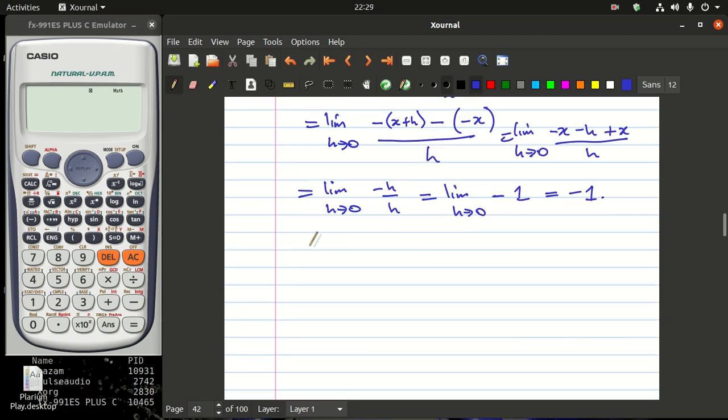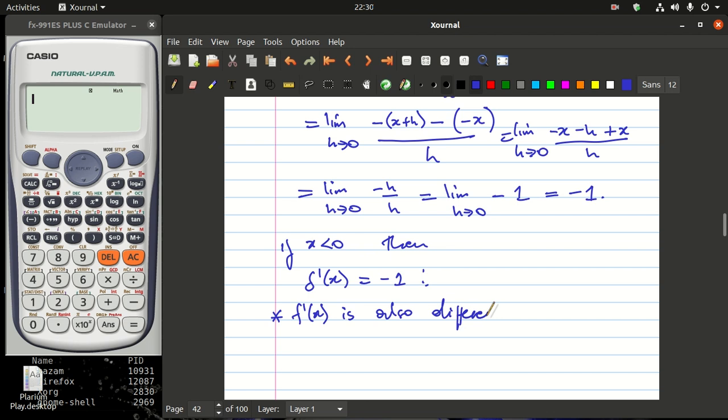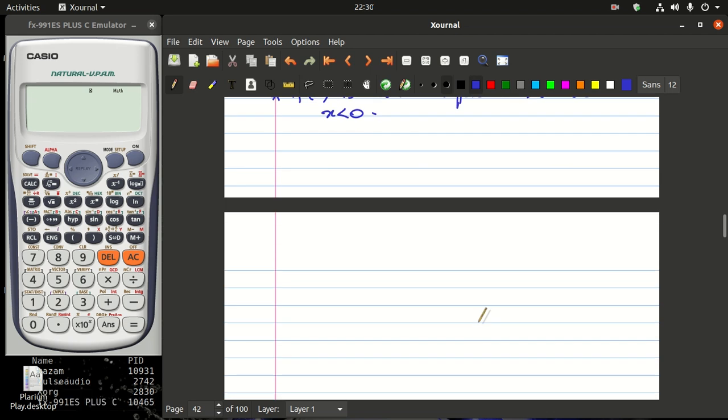So basically I have f, if x is less than 0, then f prime of x is just equal to minus 1. And now you know that this function is defined everywhere, so we can say that f prime of x is also differentiable when x is less than 0. Now we want to find out if x is actually 0. Is this function differentiable? Now we are looking at f prime.